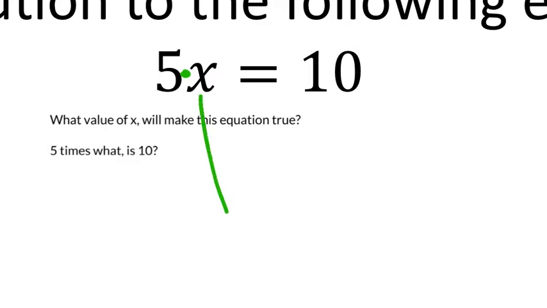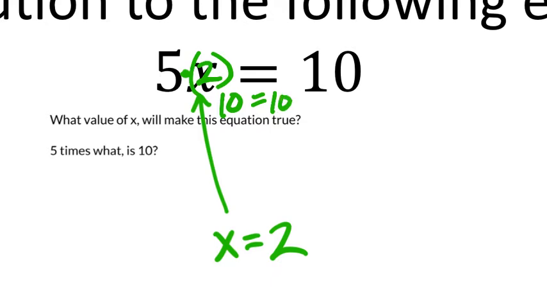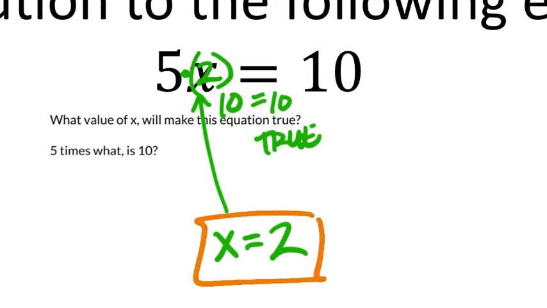Right here, I know that the only value of x that I could replace to make this true is if I made x 2, okay? Because 5 times 2, that would be 10, and 10 does actually equal 10. That'd be true, okay? So if you replace x with 2 right here, you get a true statement. So I see that x equals 2 is the solution. That's the solution to the equation.